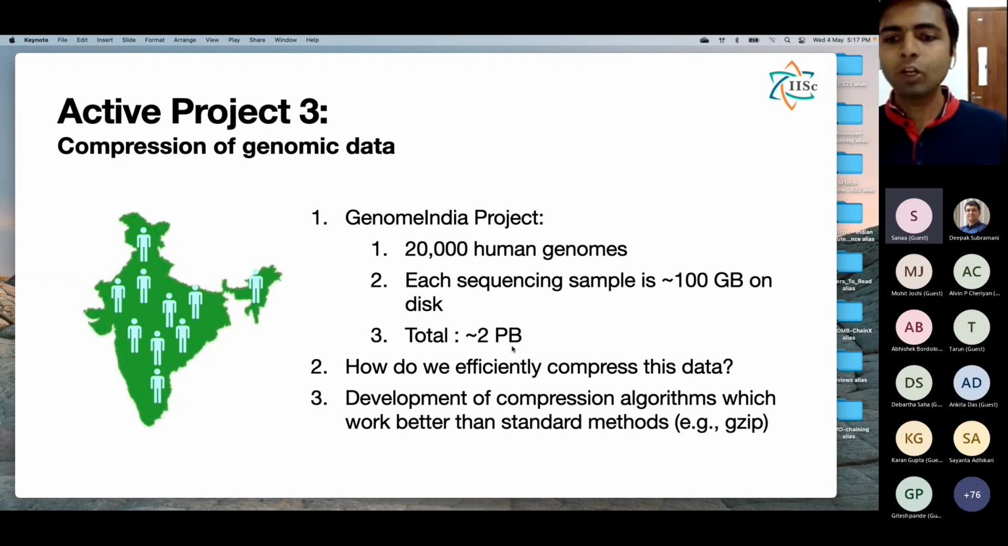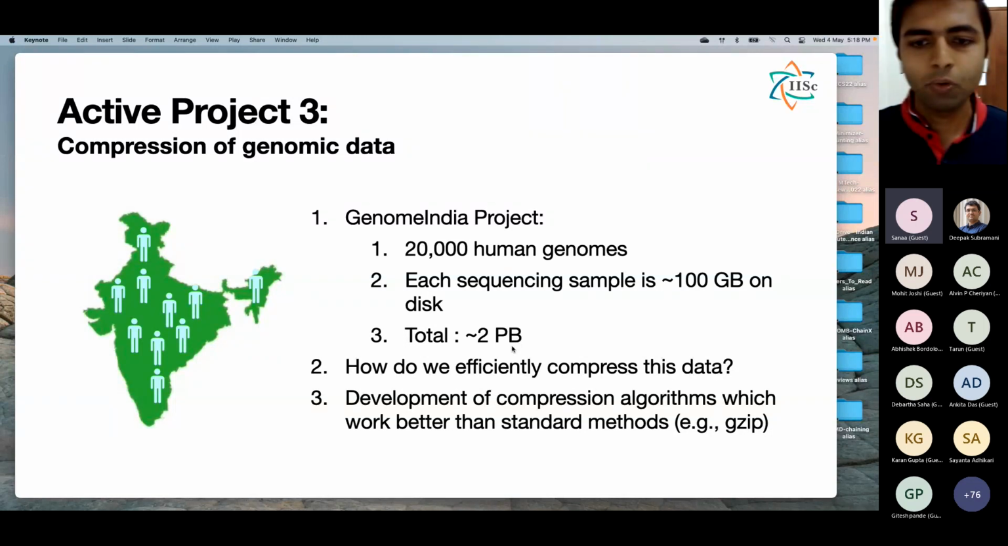The second application you can think of is if you want to download this data. If you think about downloading 2 petabytes of data from a server, even if you have access to it, it is not possible even on the IISc network. If we talk about 3G, 4G networks, we cannot even think about downloading 2 petabytes of data in a reasonably efficient manner. So compressed data is also useful for enabling people to have access to this data across the country.